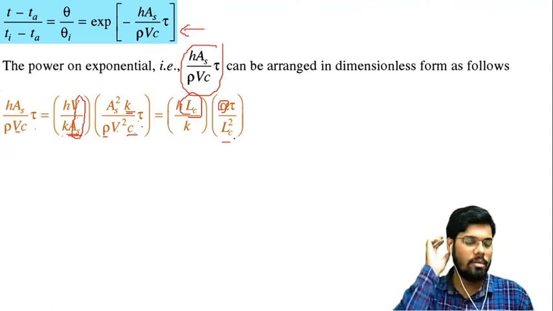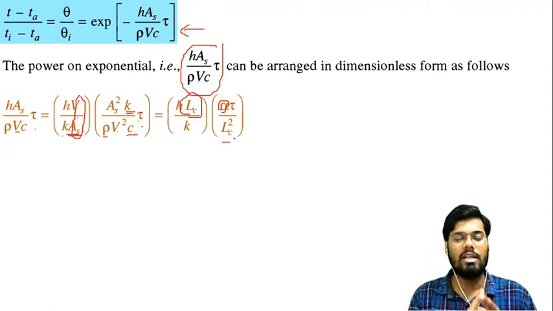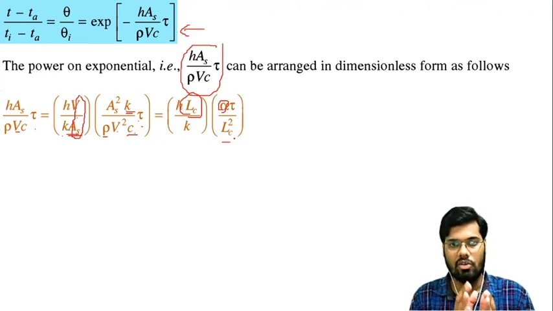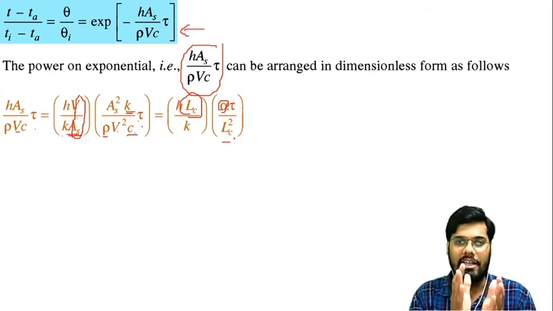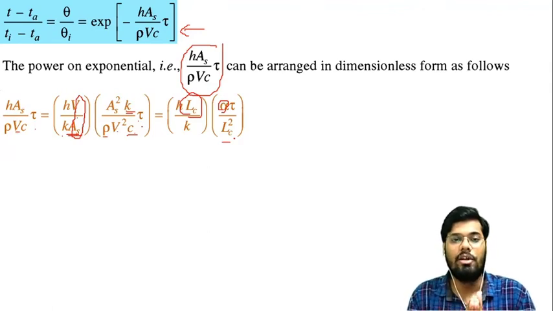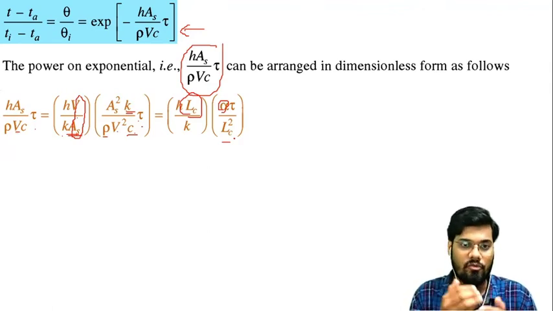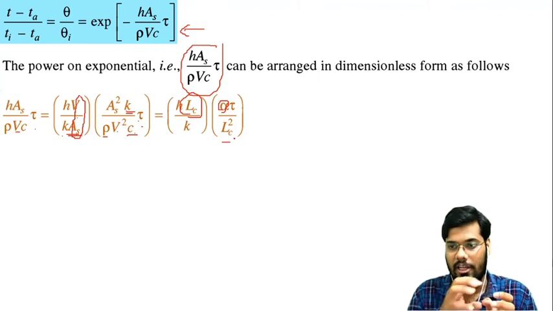There are two thermal properties of any system: thermal conductivity and thermal diffusivity. Thermal conductivity is the ability of a material to conduct heat. Similarly, k by rho c is the thermal diffusivity of any material, which is denoted by alpha, and it is the ability of a material to determine how much faster it diffuses the heat within the material.